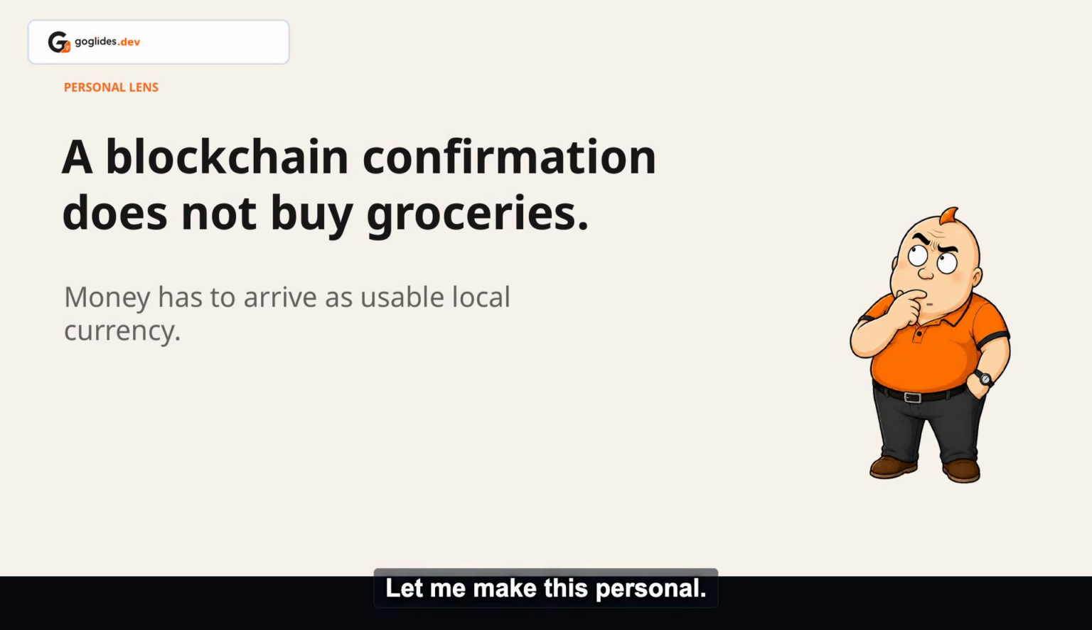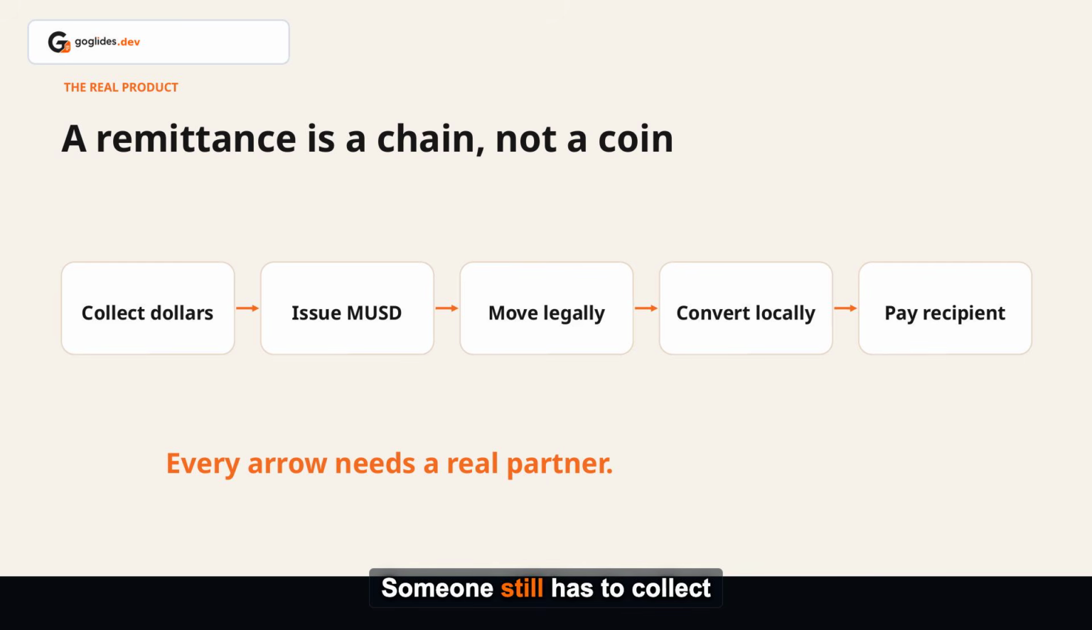Let me make this personal. Suppose I send $200 from the United States to my family in Nepal. The blockchain transaction might settle in seconds. But my family cannot buy groceries with a blockchain confirmation. Someone still has to collect my dollars. Someone has to issue the digital dollars. Someone has to move them legally across borders. Someone has to convert them into Nepalese rupees. And someone has to place that money inside a bank account, mobile wallet, or actual hand. That full chain is the product, not just the token.